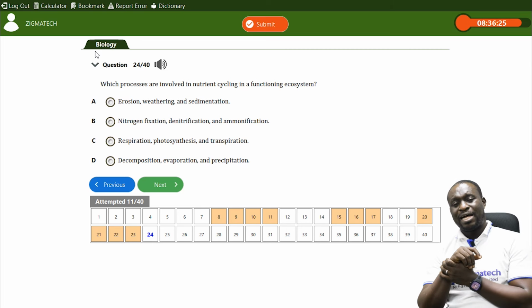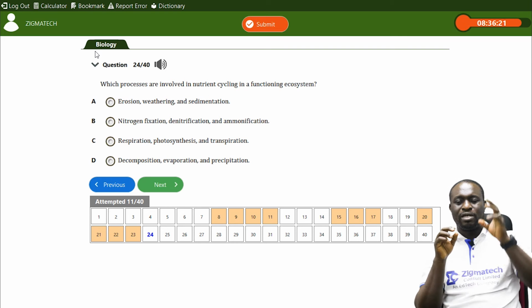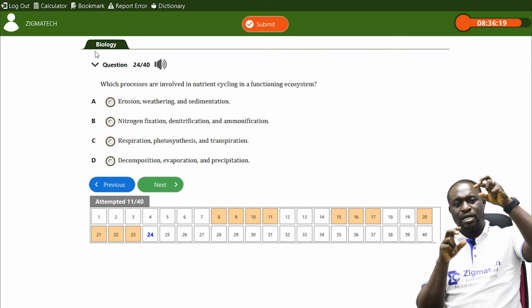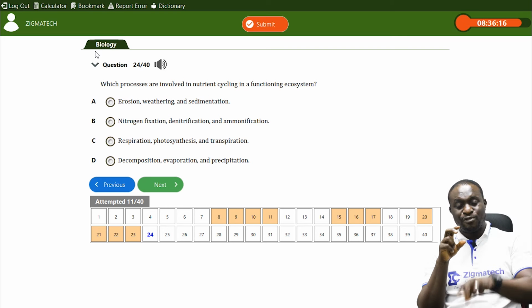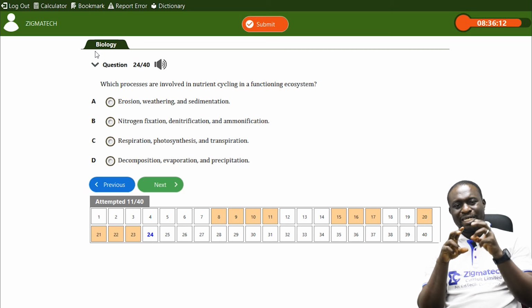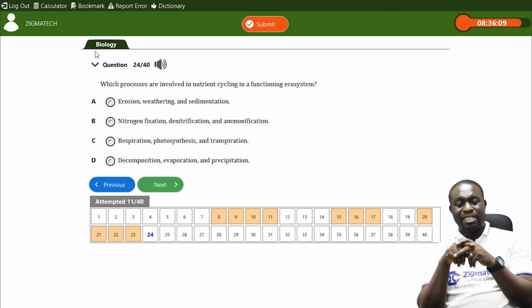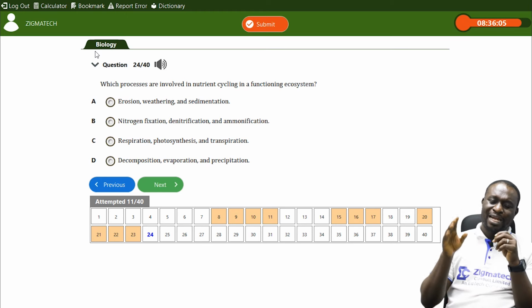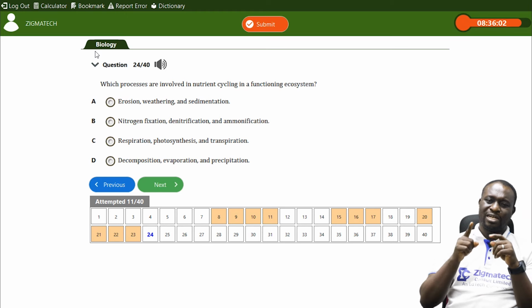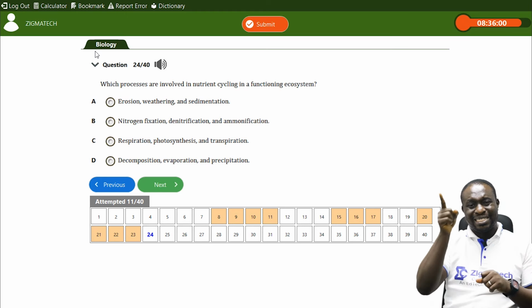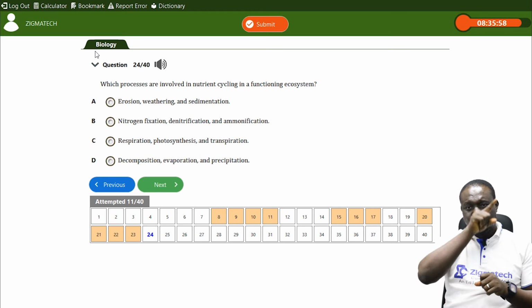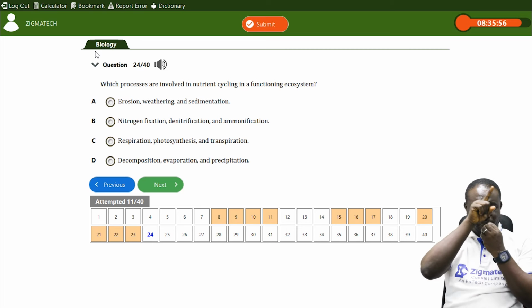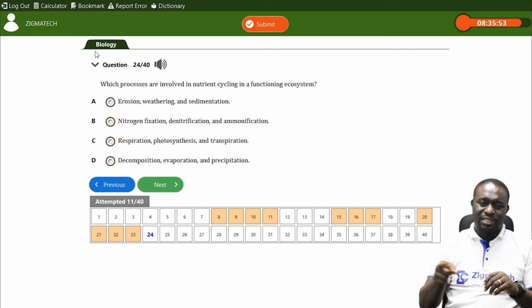Nitrogen fixation has to do with the processes through which atmospheric nitrogen is fixed to the soil or to plants so that they can make use of it. And denitrification is the process by which nitrates are converted to atmospheric nitrogen and returned back. You can see that there is a cycle. Nitrogen fixation brings it down, denitrification takes it up.